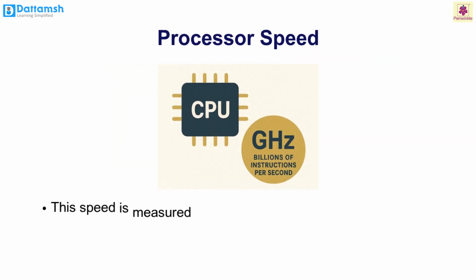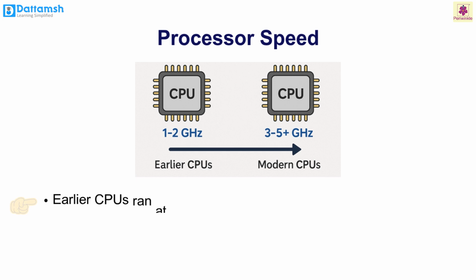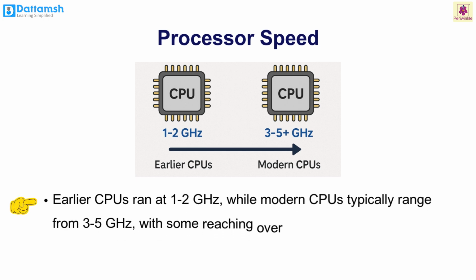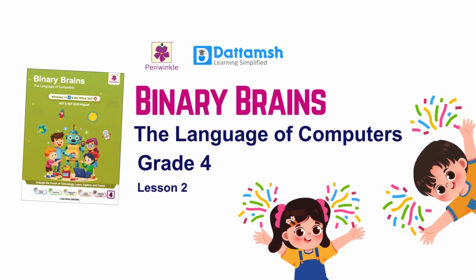This speed is measured in gigahertz, which tells you how many billions of instructions the CPU can handle in a second. Earlier, CPUs ran at 1 to 2 gigahertz, while modern CPUs typically range from 3 to 5 gigahertz, with some reaching over 5 gigahertz. This increase means faster and smoother performance. That's all for today, students. Hope you had fun learning about Windows.